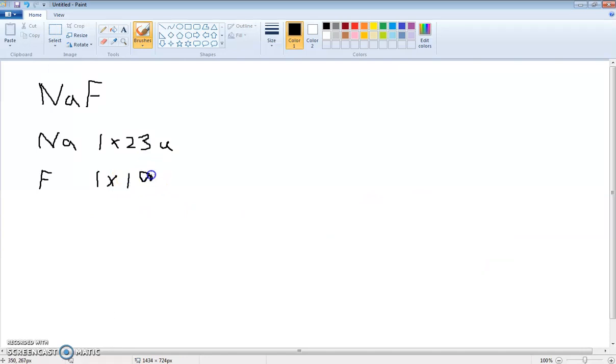19 atomic mass units. So that's going to give us 23, and this is going to give us 19. And then our overall mass, 9 plus 3 should give us 12, and then 4. So we're looking at 42 AMU for a total formula.